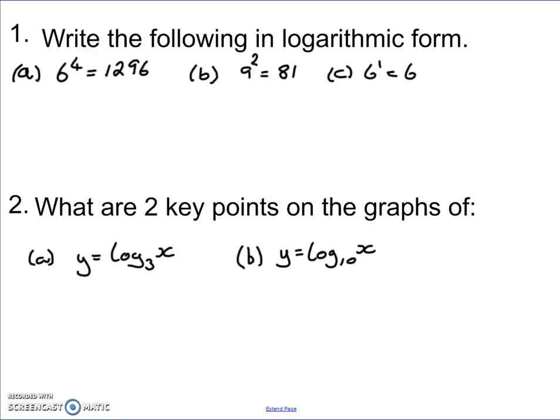So here they are. First, I want you to take the three expressions I've got at the top and write them in logarithmic form. So 6 to the power 4 is 1296, 9 squared is 81, and 6 to the power 1 is 6.